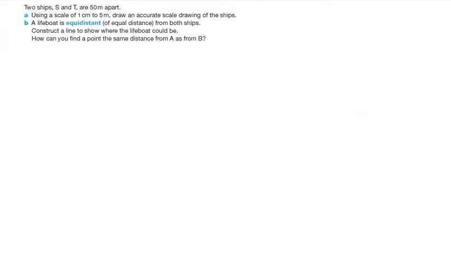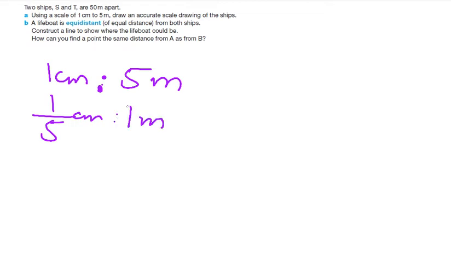In this, two shapes S and T are 50 meters apart. Using a scale of 1 centimeter to 5 meters, draw an accurate scale drawing of the shapes. Alright, so what do we need to do? 1 centimeter, approximately estimated value of this is equal to this. So we need to find out how much 50 meters will make in centimeters. So what do we need to do? Just divide, check how many centimeters are in 1 meter.